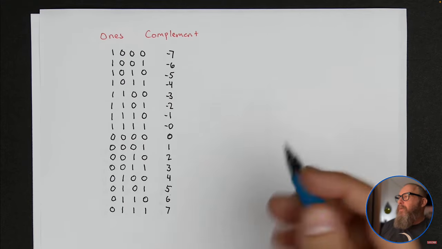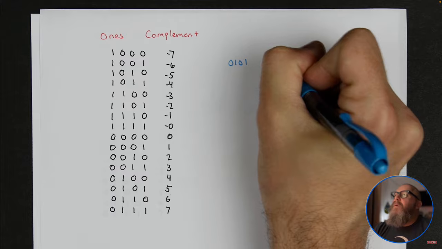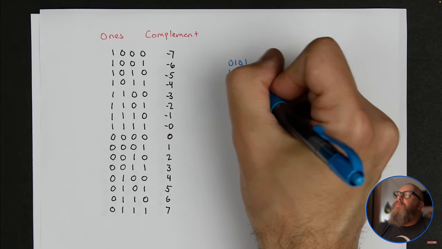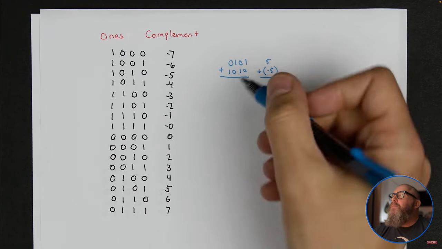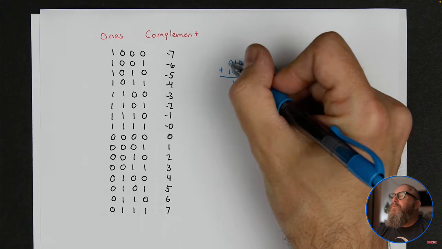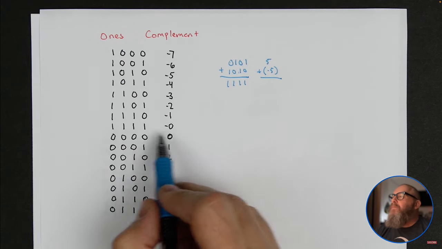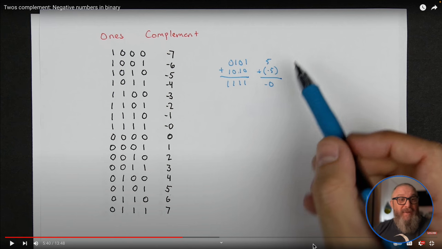But what we can do is we can try to add some numbers. So if we add 5, so 0, 1, 0, 1, so that's 5, and negative 5, 1, 0, 1, 0. We add those, adding negative 5 here. What we end up getting is 1 plus 0 is 1, 0 plus 1 is 1, 1 plus 0 is 1, 0 plus 1 is 1. We get 1, 1, 1, 1, which is negative 0. So that's cool. That worked out. That's pretty cool that worked. I wouldn't have expected it to work that way, but okay.